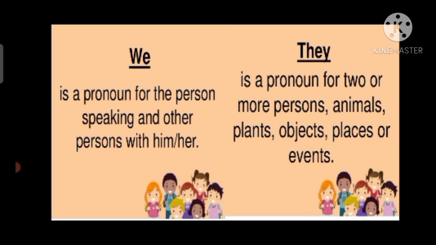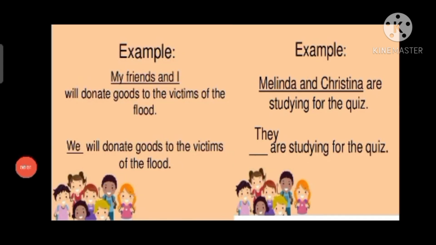And they is a pronoun for two or more persons, animals, plants, objects, places or events. They. Is that clear? So we and they are used for plural when there are many. When there are many people, we will use we, and when there are many people, animals, plants, things, etc., we will use they. So let's see the examples for we and they.